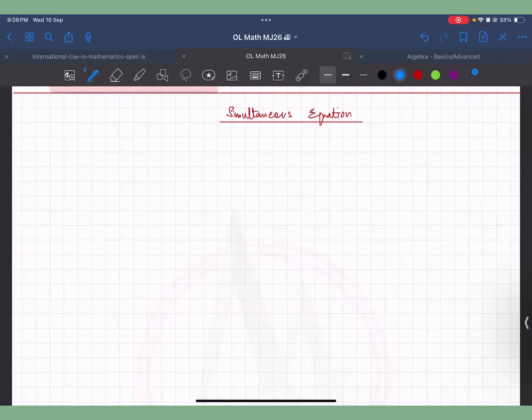Simultaneous equation. Simultaneous is an English word. Simultaneous means that you are doing two or three things together at the same time. For example, you are simultaneously writing, understanding, having my class, and breathing. All of these things are happening at the same time. So over here, simultaneous equations means that you are trying to solve two equations together.